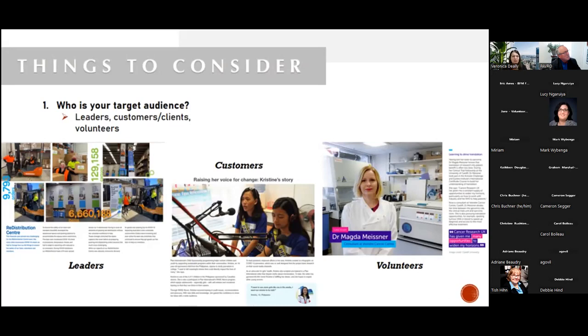In the middle photo, it's actually somebody who's receiving a service. So it's a customer or a client of this particular program. And her name is Christina, and she's telling her story about how the services that the organization provides changed her life. So that's a different type of story. And then the one on the right-hand side is a volunteer story where Dr. Magda volunteers for a cancer organization, and it's explaining why she decided she was going to volunteer for that particular organization and how she's giving back to the organization.